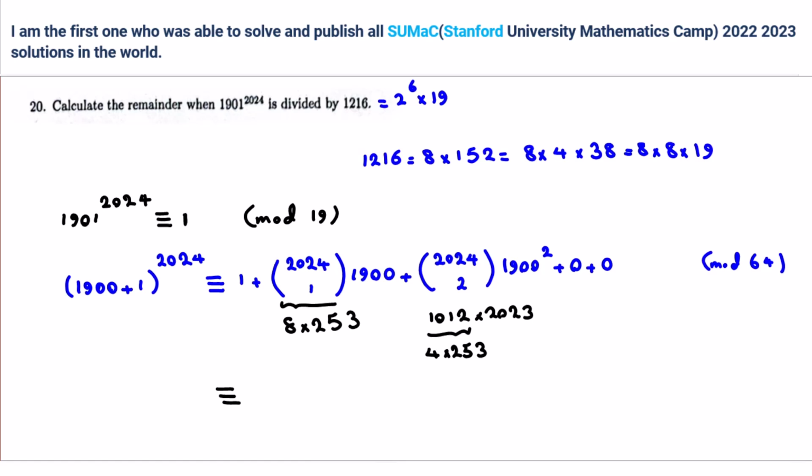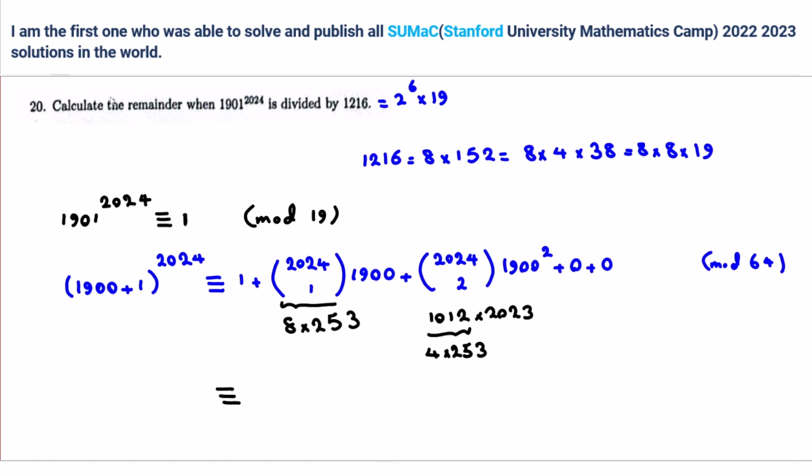41. It is 41? Yeah. No, it is not 41. Calculate again. I'm still getting 41. 1.